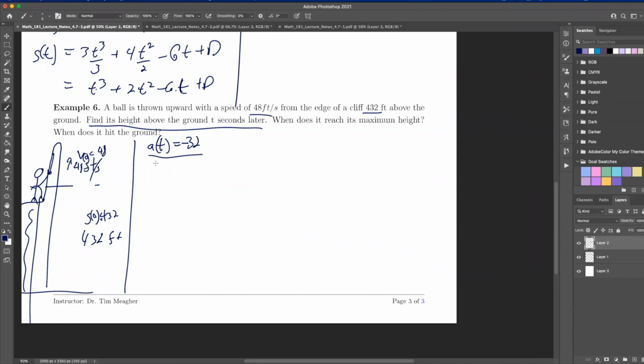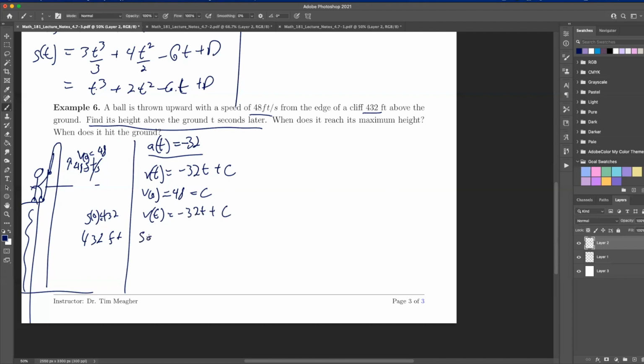So negative gravity. Here's our initial function. So v of t would be, taking the antiderivative, minus 32t plus a c here. We use our initial velocity, which is 48. And so this zeroes out the t term, and that's what c equals. So our velocity at any point is minus 32t plus 48, right?